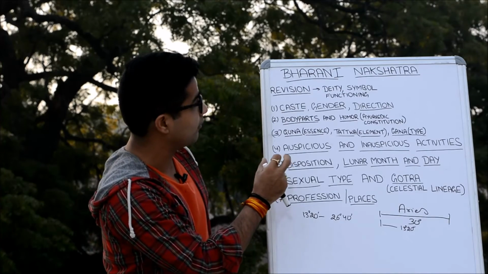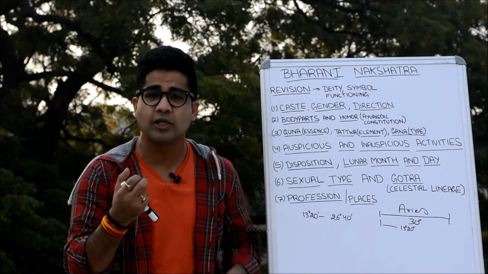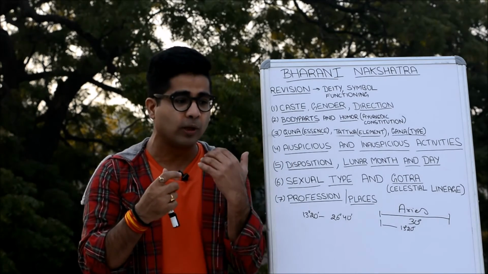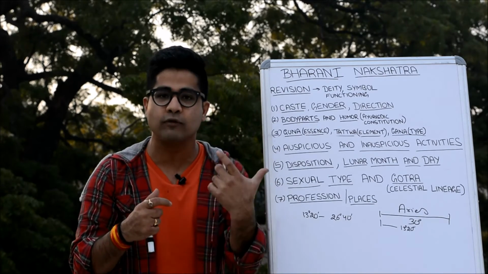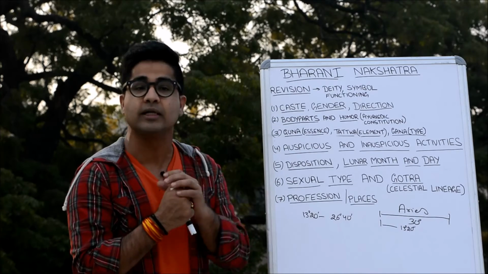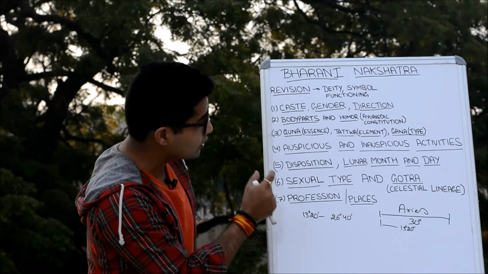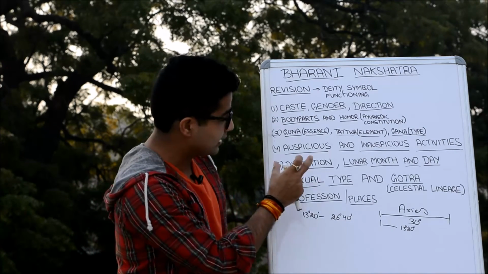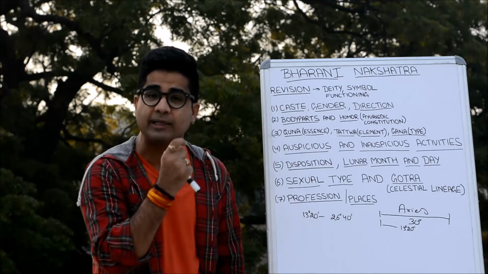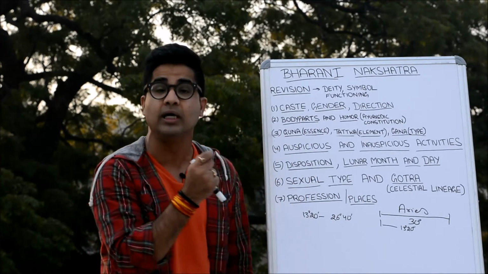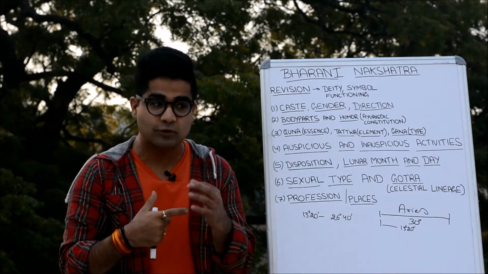This is a downward looking nakshatra. So all those activities where you need to do gardening, or dig a well, all of that gets attached to this nakshatra. When it comes to the sexual type and the gotra, the sexual type I have already explained. The animal which is associated with this nakshatra is the male elephant.